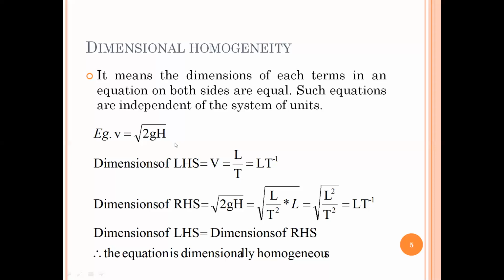Now suppose I have an equation S is equal to UT plus half AT square. It's the most common equation used for linear motion. There also, the dimensions of S, the dimensions of UT, the dimensions of half AT square, all should be homogeneous. Each term also should be homogeneous.